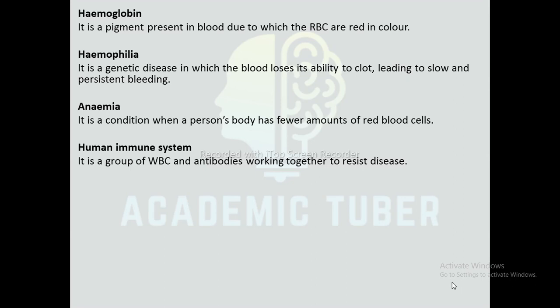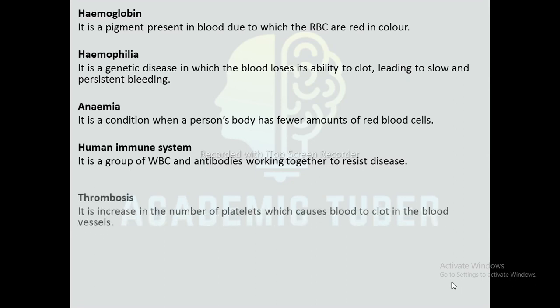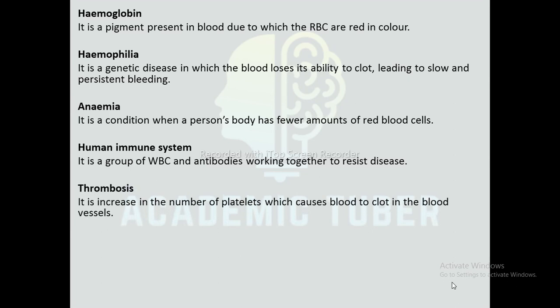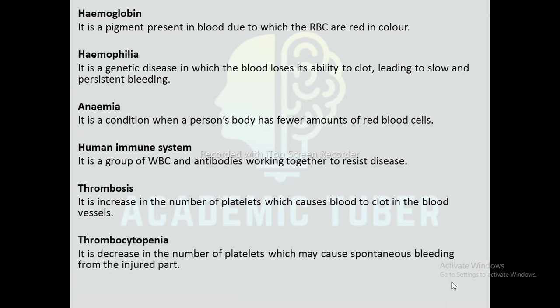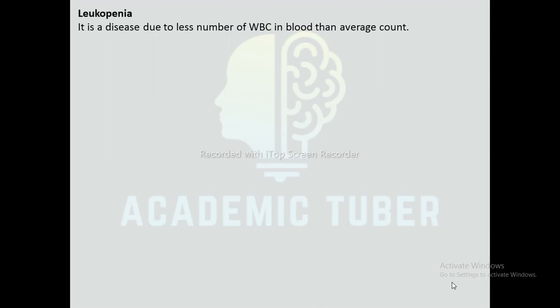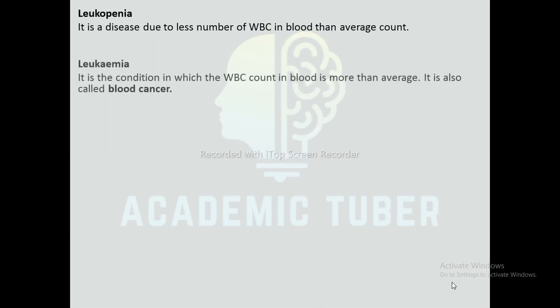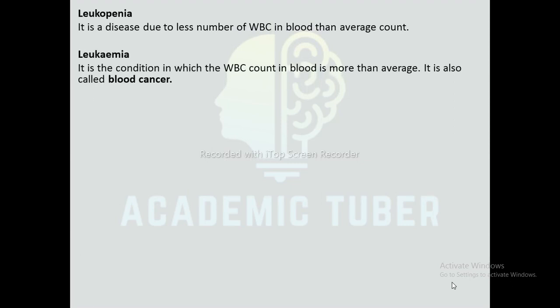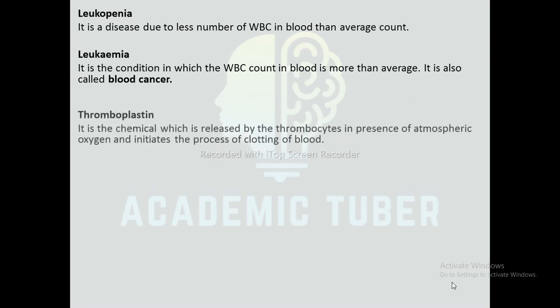Human immune system. It is a group of WBC and antibodies working together to resist disease. Thrombosis. It is increase in the number of platelets which causes blood to clot in the blood vessels. Thrombocytopenia. It is decrease in the number of platelets which may cause spontaneous bleeding from the injured part. Leukopenia. It is a disease due to the less number of WBC in blood than average count. Leukemia. It is a condition in which the WBC count of blood is more than average. It is also called blood cancer.